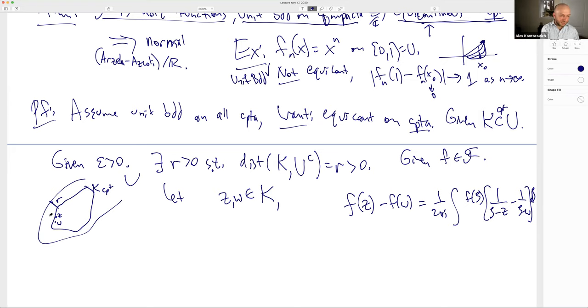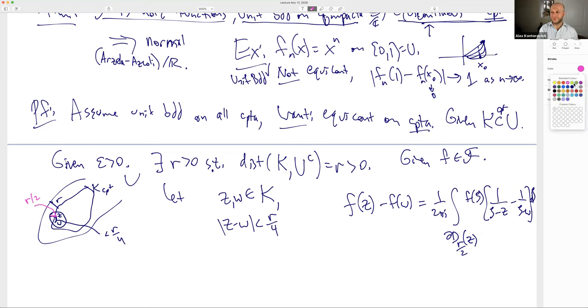So what I want is a disk that will be entirely contained in U so that I'm only integrating over U. So let's take the boundary of the disk of radius R over 2 around, it doesn't matter which one you take, let's say Z. Does everybody see that? So as long as, let's say, Z minus W is less than, I don't know, R over 4, so that this disk of radius R over 2 captures both of them inside. This distance is less than R over 4, but this radius is R over 2. So far, so good.